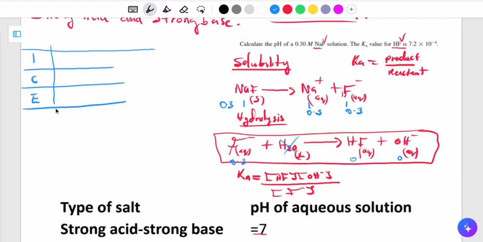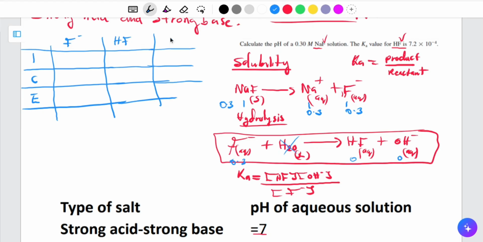So what do we have? We have fluoride ion. We also have hydrogen fluoride. Then lastly, we have hydroxide ion. So this is what we have.